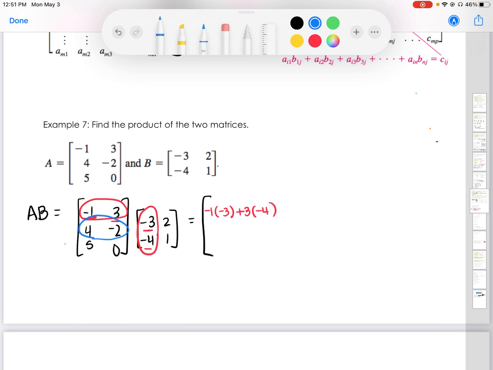All right, the next thing I'm going to do is the second row with the first column. So that's 4 times -3 plus -2 times -4. Then I'm going to do the last row with the first column. That's 5 times -3 plus 0 times -4. Next, I start back again with the top row, but the second column. So that's row 1, column 2: -1 times 2 plus 3 times 1.